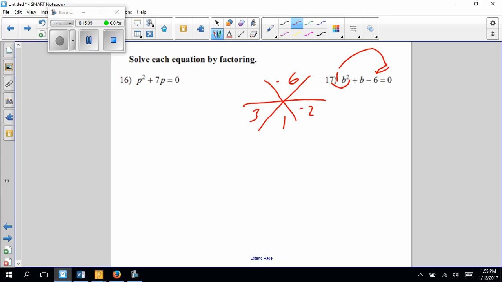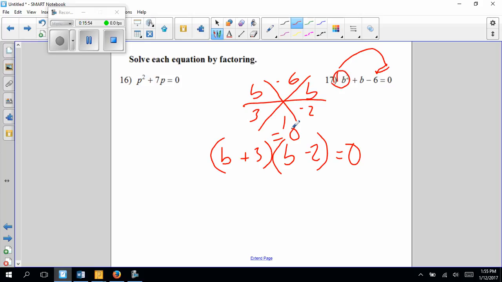My a value and that variable is a 1b, so I just write b. My factors are b plus 3 and b minus 2 equals 0. Since it says solve, I set each one equal to 0. So I subtract 3 and get b equals -3. This one I add 2, so I get b equals 2. -3 and 2.